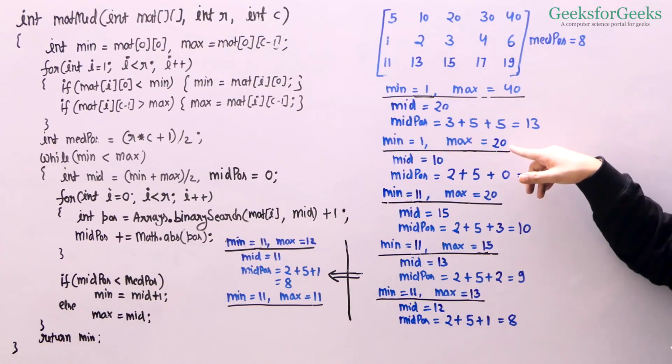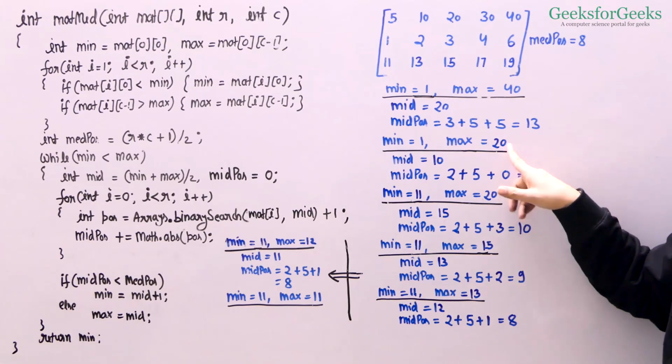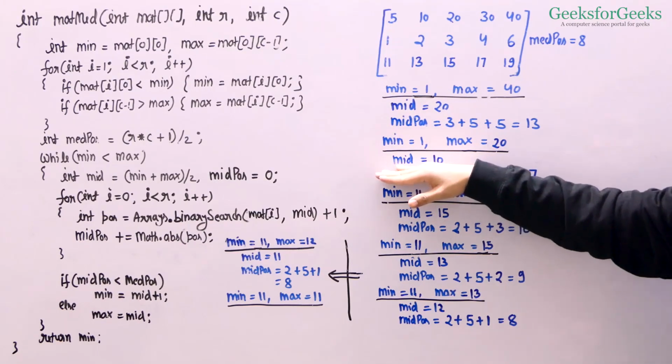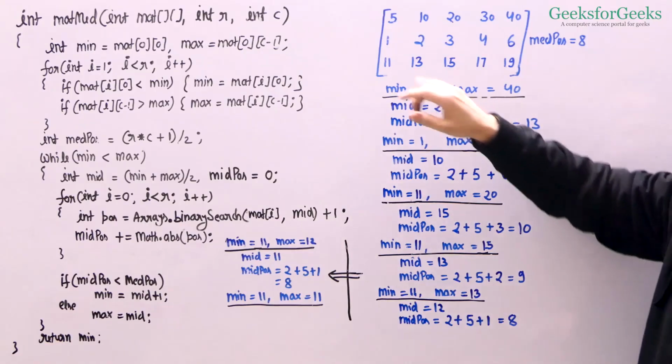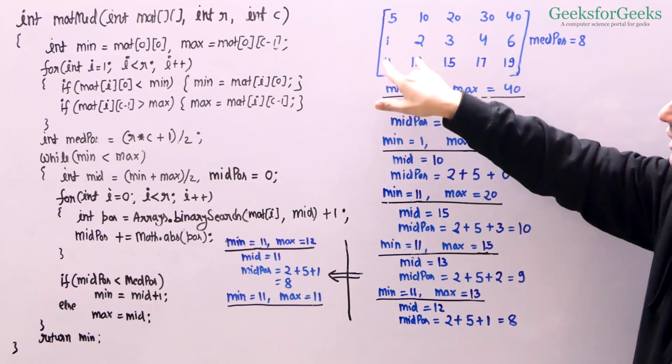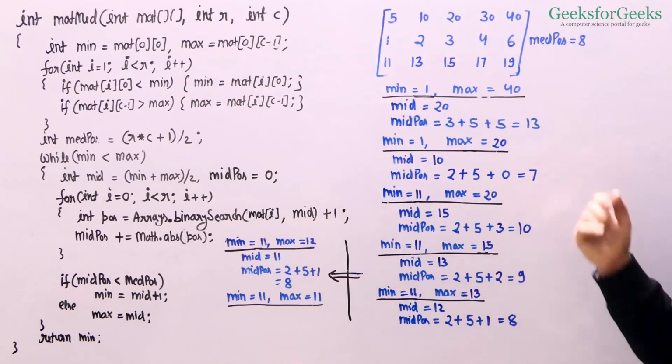So we update max to 20, right? And after we update max to 20, we again compute the mid. We got the mid as 10, and now we find the position of 10. So we are going to get 2 here, then we are going to get 5 here, and then we are going to get 0 here. So we got 7, right?